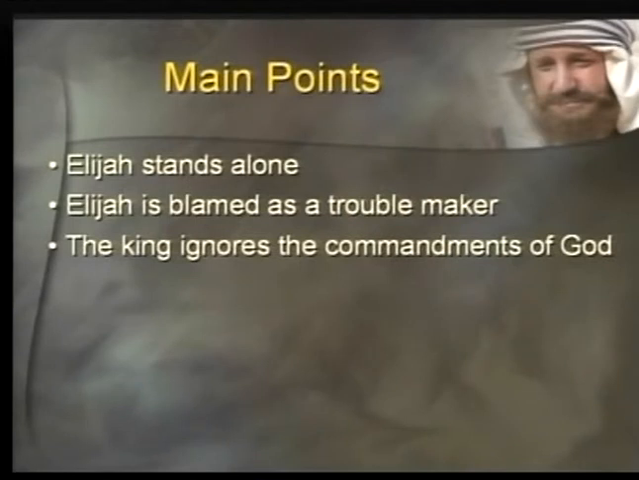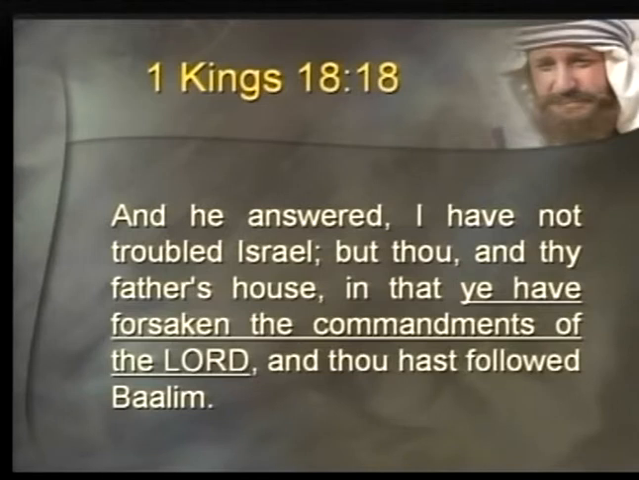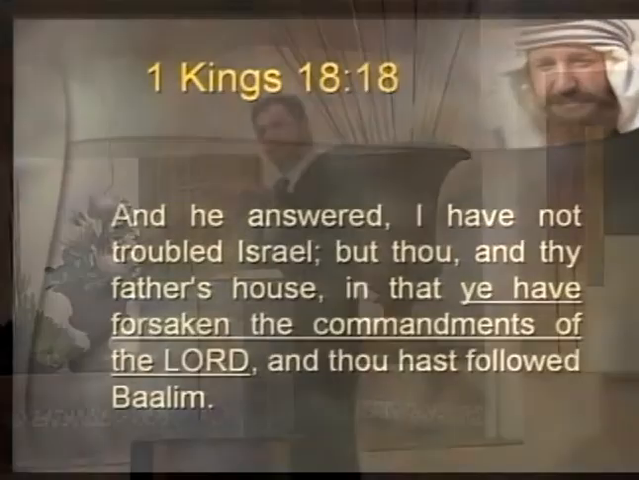The next point we look at, the king ignores what? The commandments of God. Amazing how that it's embedded in every single book within the Bible. The king ignores the commandments of God. 18 verse 18. Elijah says to Ahab, "I have not troubled Israel, but thou and thy father's house. In that ye have forsaken the commandments of the Lord, and thou hast followed Baalim." He says, no, it's not me that's troubling Israel, it's you. And he tells him exactly why. Because you have forsaken the commandments of God.